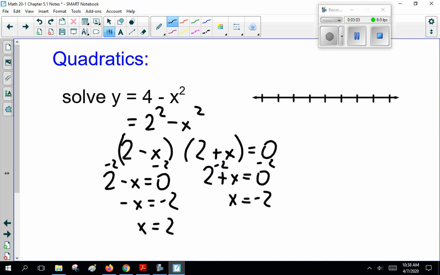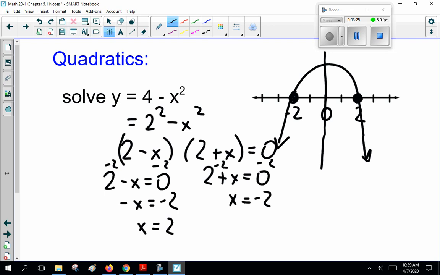So I have my two x-intercepts here, my solutions: 0, 2, minus 2. Okay, so far so good? Now notice I'm doing a number line, not a graph. If you want to do the graph, that's fine, you graph it and it goes like that. Okay? I'm just doing the number line because I find it conceptually easier here.